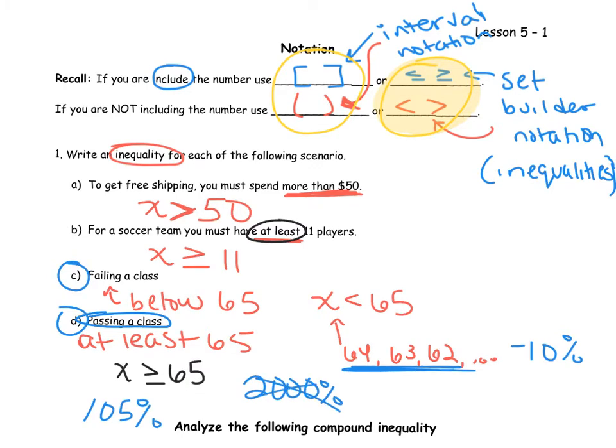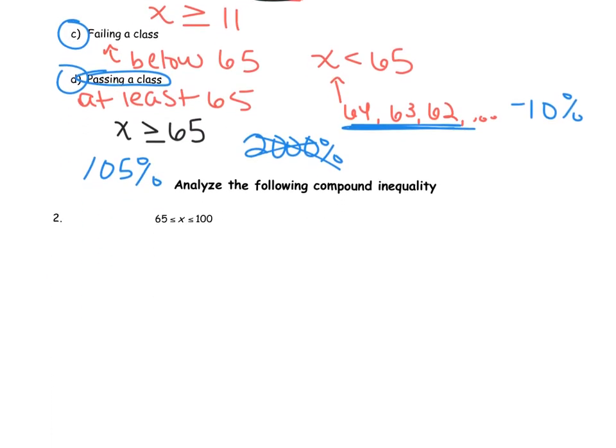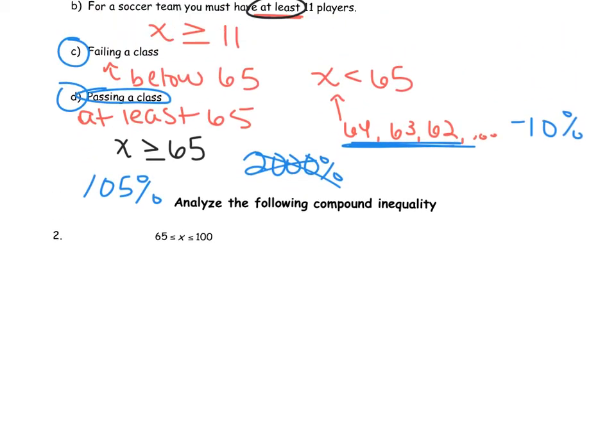So we're going to take a look at some compound inequalities here. So let's take a look at the example I give here, a 65 to 100. And let's take a look at this given that there's no extra credit involved, no extra credit, and no bonus.